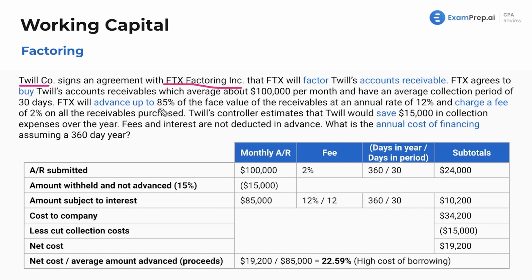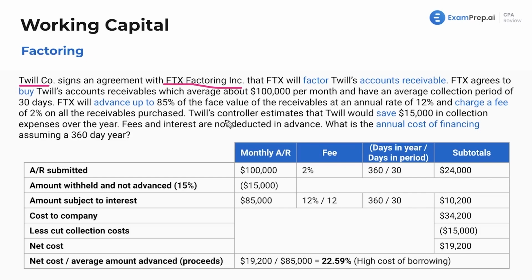FTX will advance up to 85% of the value of the receivables at an annual rate of 12%. Here's a 12% fee for advancing 85% of the receivables. And then there's a charge fee of 2% on all the receivables purchased.